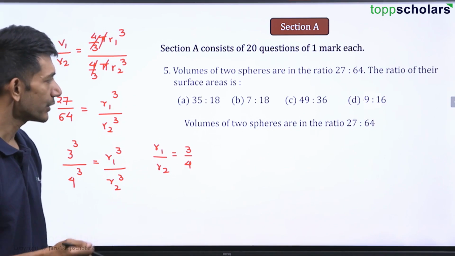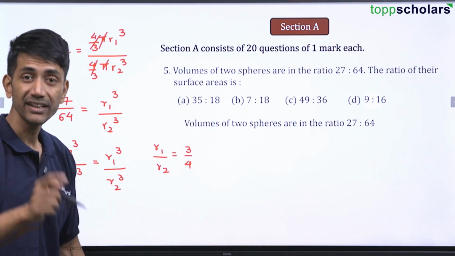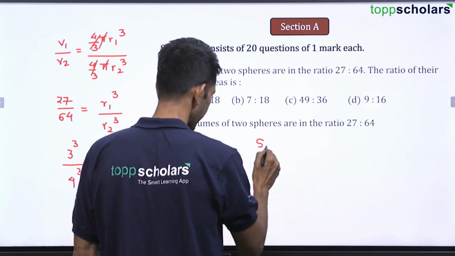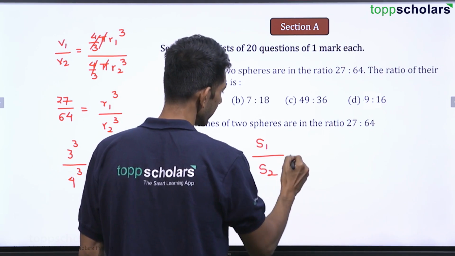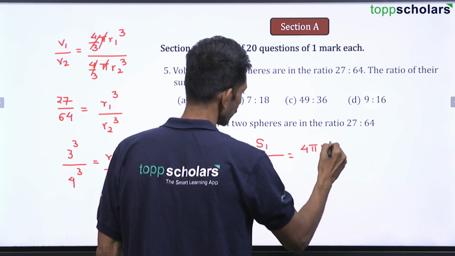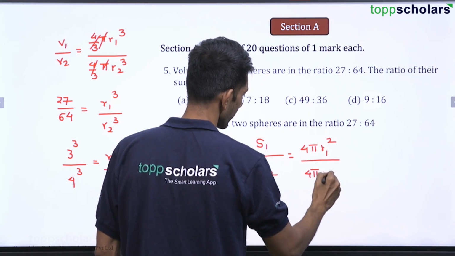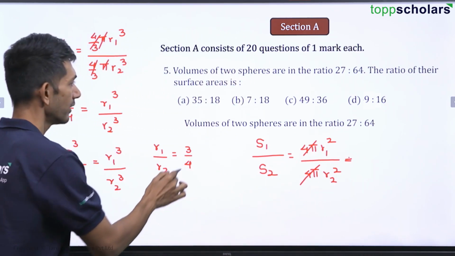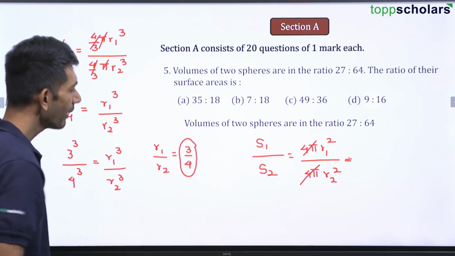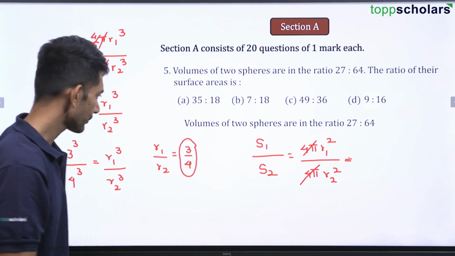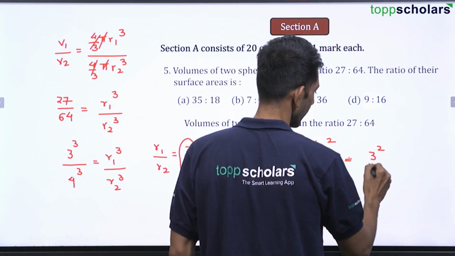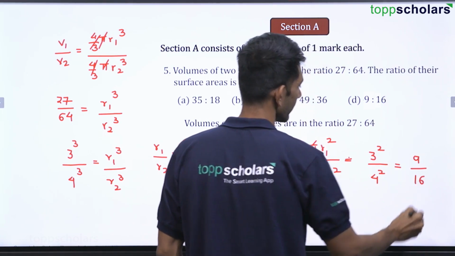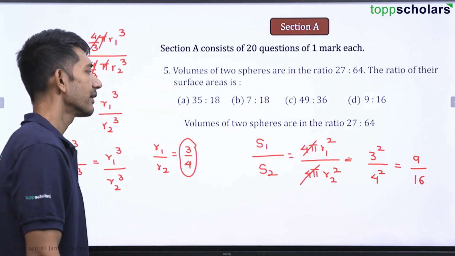Now once you get R1 by R2, can you find out the ratio of their surface areas? Formula for surface area is 4 pi R square. So surface area of the first sphere by the surface area of the second sphere is going to be 4 pi R1 square by 4 pi R2 square. 4 pi gets cancelled. You get R1 square by R2 square. That is nothing but 3 square by 4 square, and that is going to give you 9 by 16. Right? So 9 by 16 is the right answer.